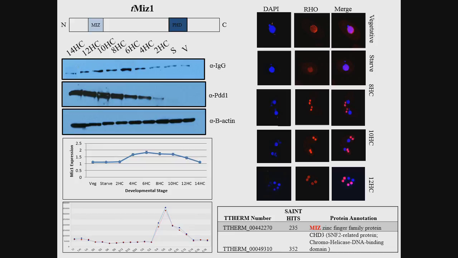And during conjugation, at the protein level, expression was highest at around 6 hours of conjugation. And again, that same phenotype of MAC-specific protein localization was seen in this protein. And mass spectrometry on this reciprocal tag identified CHD3 again, confirming this interaction.